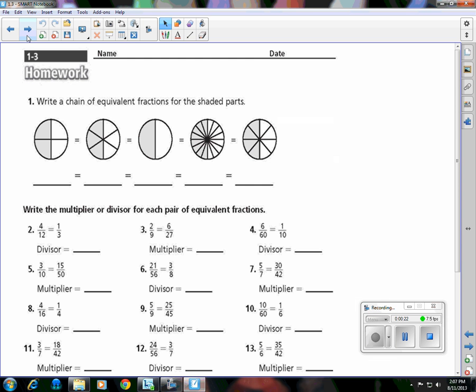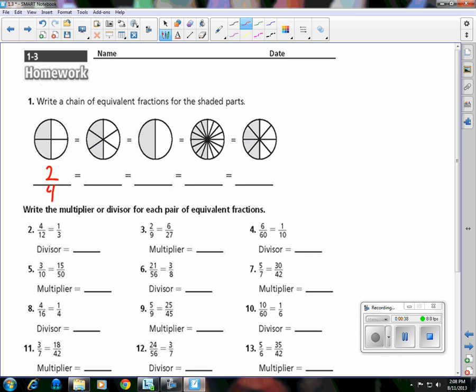Okay, so this should look really similar to yesterday, so I'm going to breeze right through it. I hope you guys can keep up. Remember, you can always pause me if I move too fast. There are 4 pieces here, so 4 becomes my denominator. There are 2 that are shaded, 2 becomes my numerator.